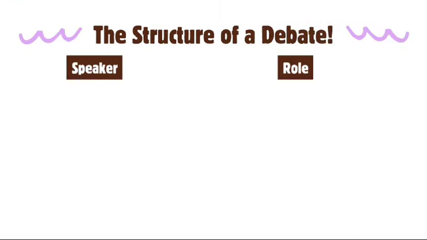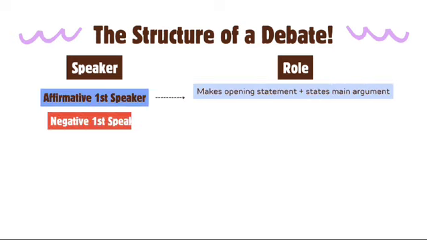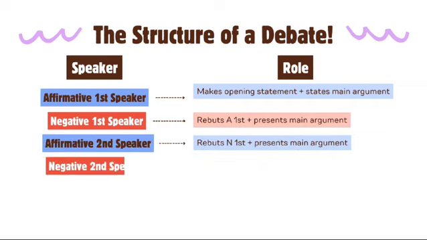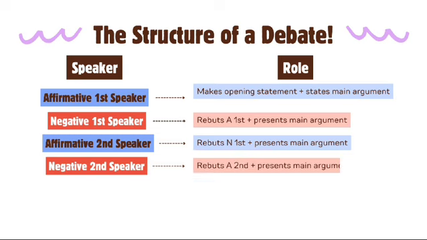The structure of a debate. Speaker and role. Affirmative first speaker makes an opening statement and states the main argument. Negative first speaker rebuts the first and presents the main argument. Affirmative second speaker rebuts the first and presents the main argument. Negative second speaker rebuts the second and presents the main argument.